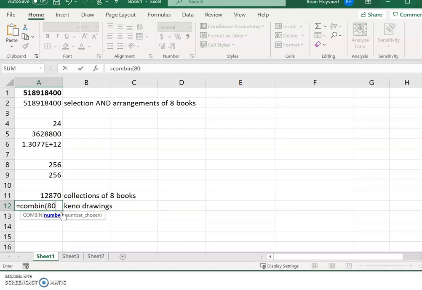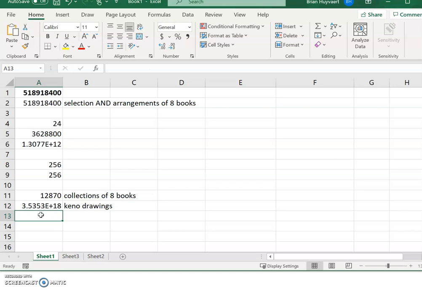So we're going to say of the 80 numbers, let's see how many ways there are to select 20 of those. And we see this huge number, right? 3.5 times 10 to the 18th. That is more than a billion, more than a trillion, more than a quadrillion. There are so many combinations here. So if you wanted to try to guess all 20 of those right, the likelihood of that happening is incredibly small because there are so many different possible drawings here. So 3.5 times 10 to the 18th different drawings.